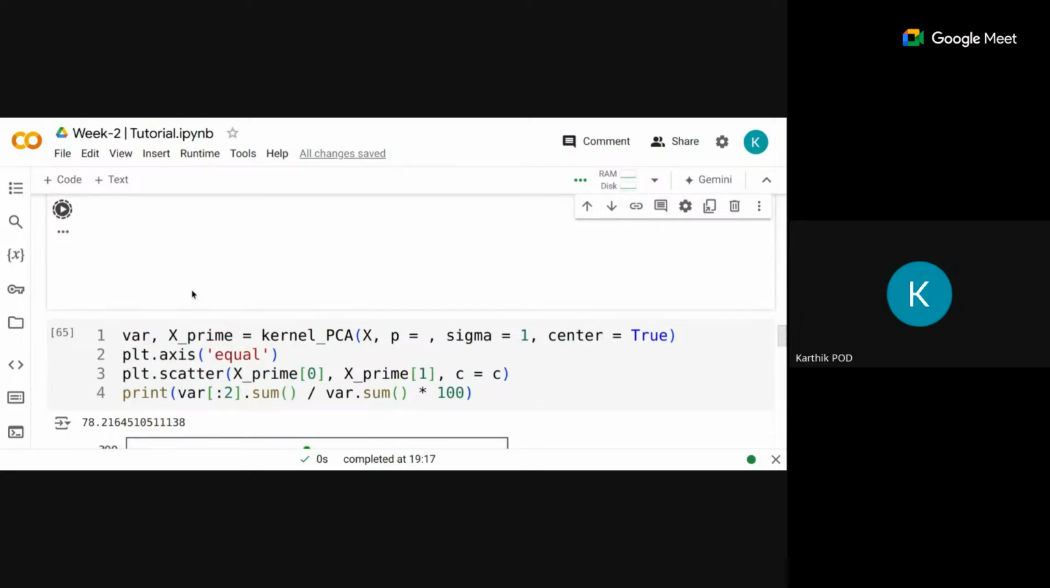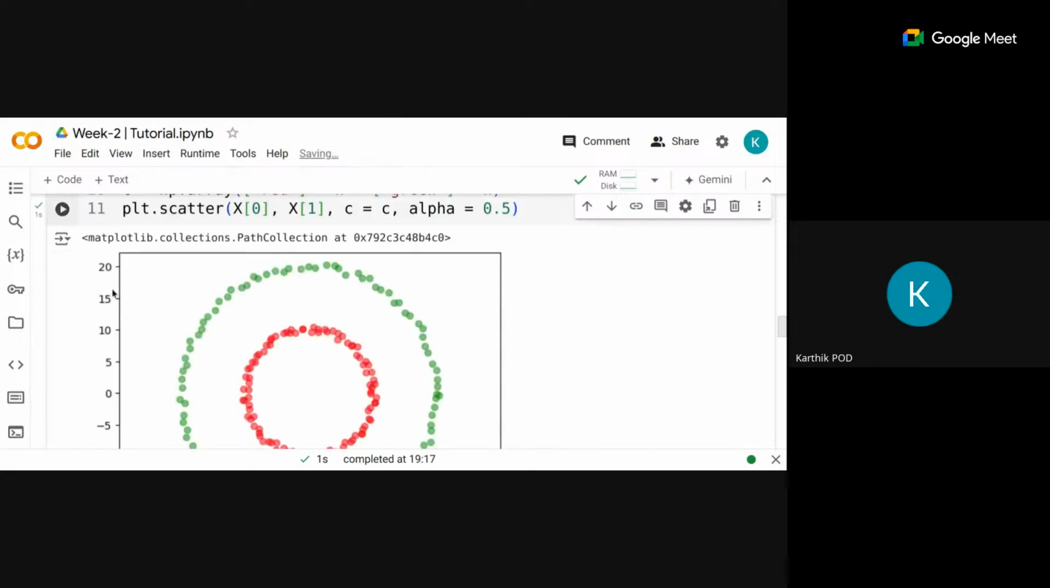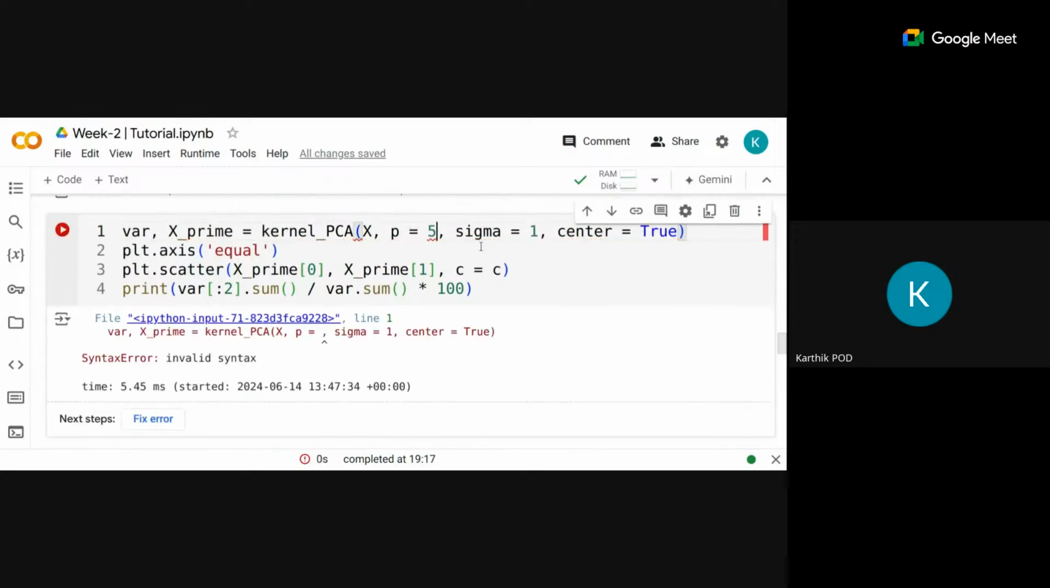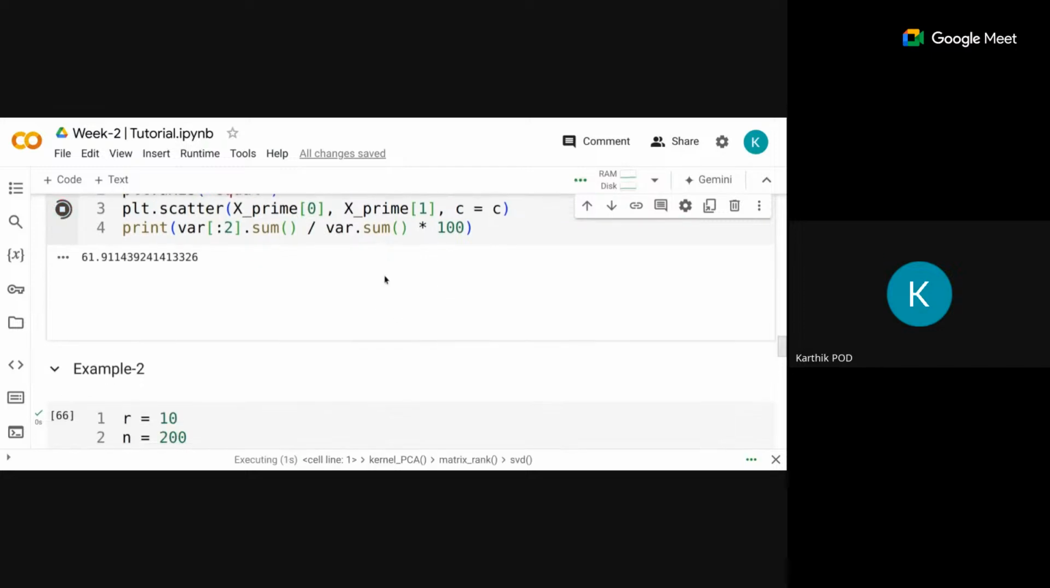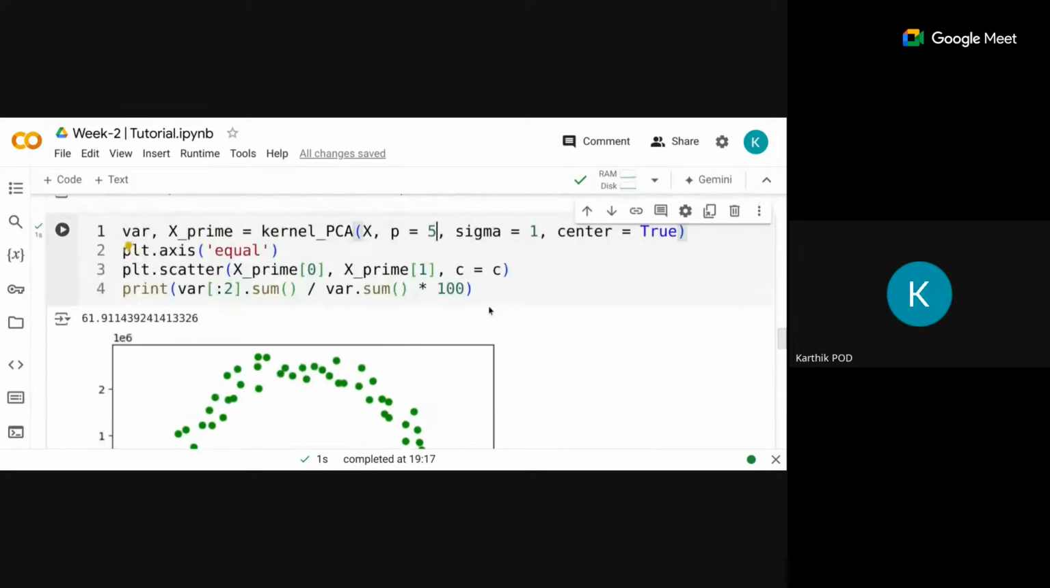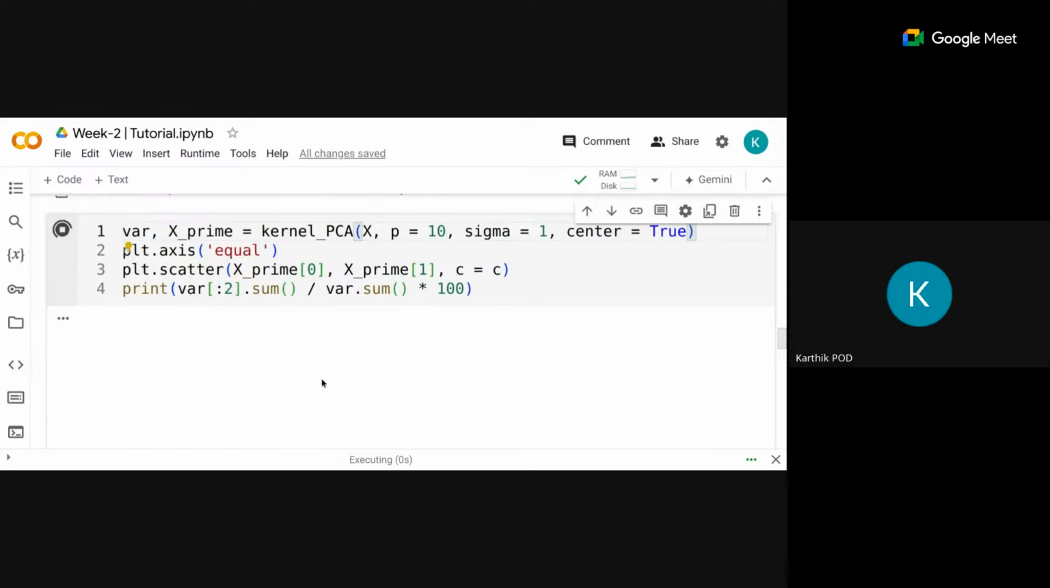It's taking some time, so let's now run this. Let's say I give a polynomial of degree 5, right? You see that the representation changes a bit. You should also notice that this number here represents the proportion of variance captured. I'm retaining the top two components, so that's lambda 1 plus lambda 2 divided by the sum of lambda i, right? That is 61%. Now if I go to 10, you will see something else happening.